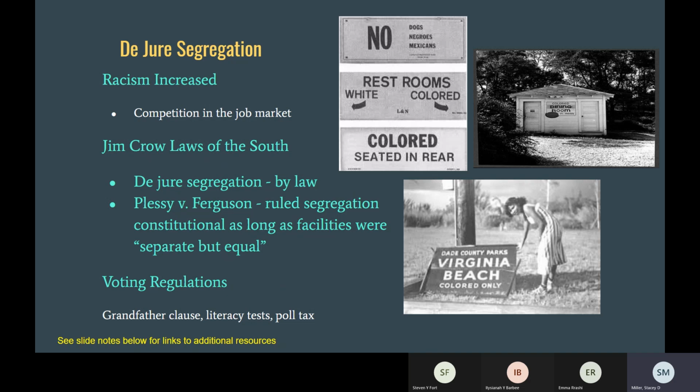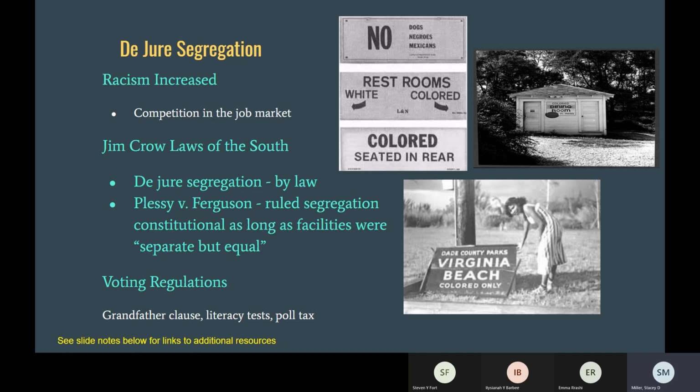So we see these things. We see racism increasing. Just because integration is happening, just because there are maybe differences in laws at the time, maybe discrimination is banned in some areas and some aspects of life, that does not mean that we're seeing things just magically solve themselves. We have competition in the job market. We've got a lot of Jim Crow laws of the South. We have what is called de jure segregation, which is segregation by law. This is legally backed racism, essentially. Legally backed discrimination. It means that there are actual laws enforcing this, right?